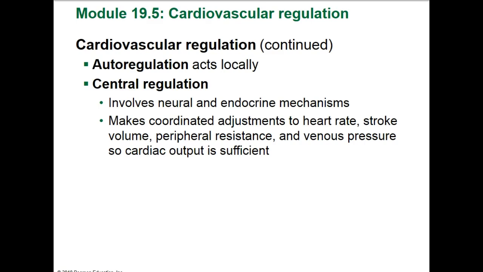Autoregulation, auto means self. So this acts locally in particular areas. Central regulation involves neural and endocrine mechanisms. So here we have a coordinated adjustment for heart rate, stroke volume, peripheral resistance, and venous pressure, so that your cardiac output will be sufficient.